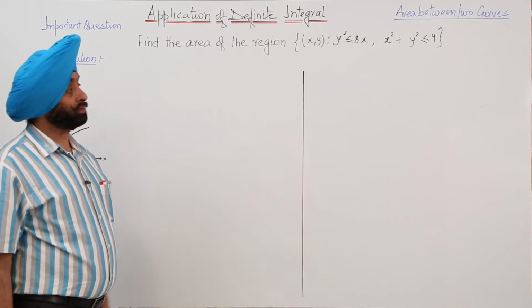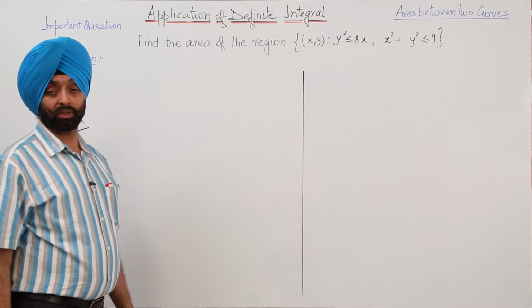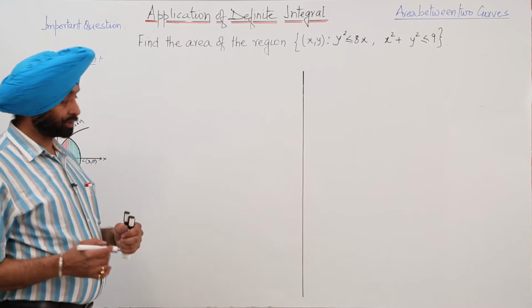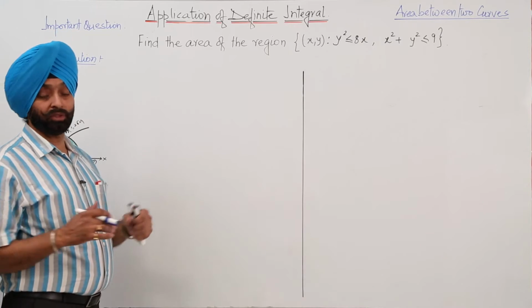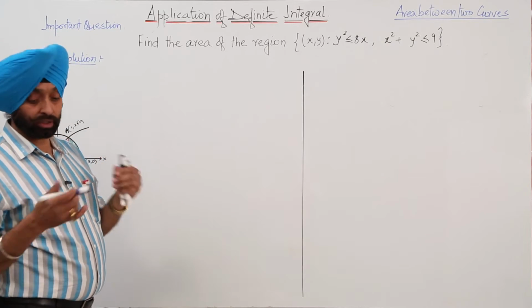Now in this question, the equations of the curves are in the form of inequalities. Basically, inequalities mean which portion is to be shaded.